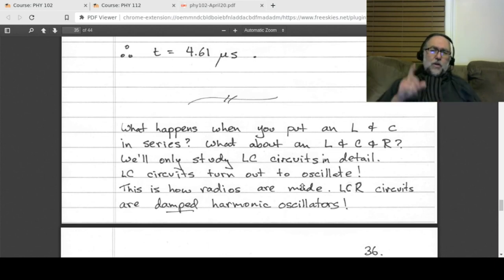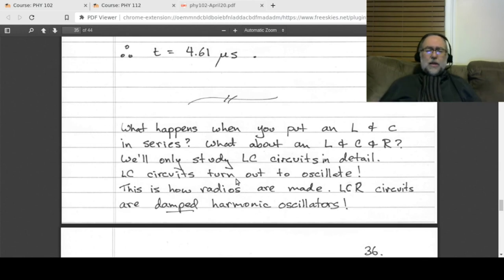I won't derive that for the 112. I will for the 102, but in another video. I'm actually going to do some calculus to show you that that's true. But the LC actually turns out to be like a simple harmonic oscillator, which is amazing. The LCR turns out to be a damped harmonic oscillator. So in the lab that we did where we had the damped harmonic oscillator, the LCR circuit actually acts like a damped harmonic oscillator, whereas the LC by itself acts just like a harmonic oscillator. Like I said, I'll derive that for the 102.